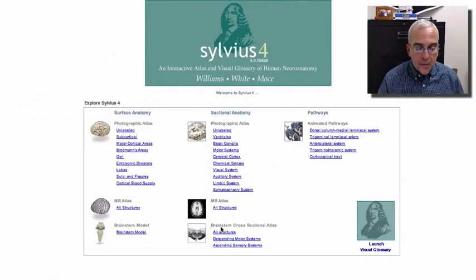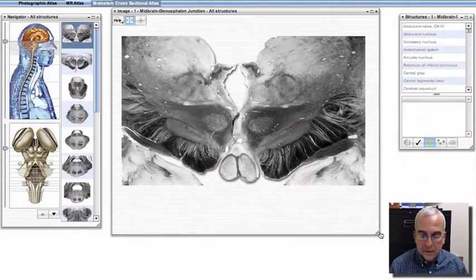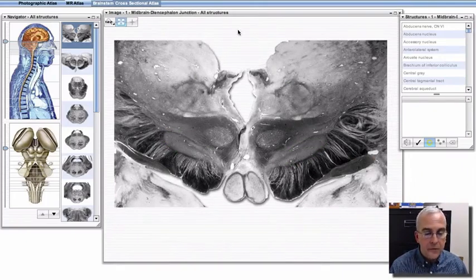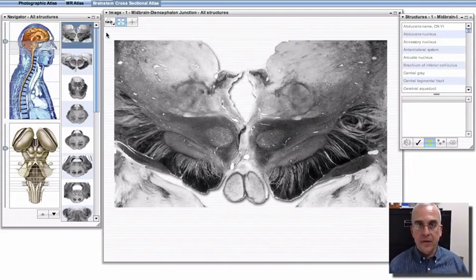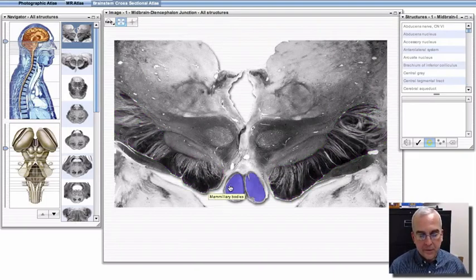And I'm going to open up the brainstem cross-sectional atlas, and I'll just click on all structures. So this opens up the atlas within Sylvius 4 that's devoted to the brainstem and the spinal cord. And the default here is to show us the very top section, which, as the navigator tool indicates, is taken from the upper part of the brainstem. So this is really the junctional region between the thalamus and the brainstem. We recognize the brainstem by these prominent cerebral peduncles that are taking shape, but we know we're still in the caudal part of the diencephalon because we have the mammillary bodies present along the ventral midline.